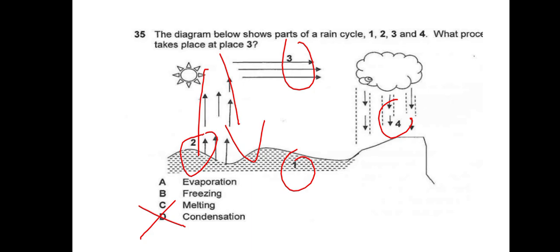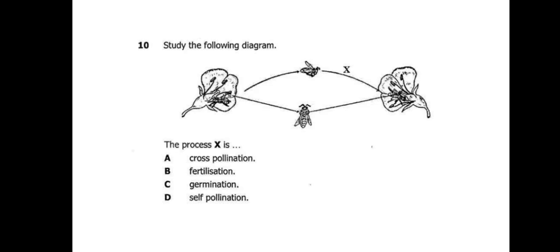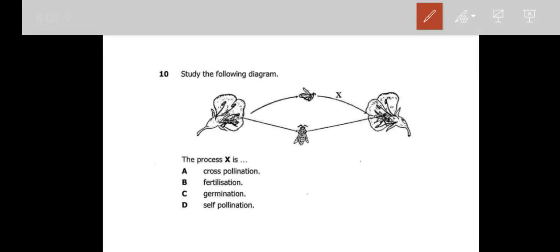All right, let's proceed. So this question says, study the following diagram. We have a diagram there with an insect. Before you start answering questions, make sure you analyze the diagram that you've been given. So you have an insect here. This insect flies to this flower. Then from that flower, it goes to this other flower.